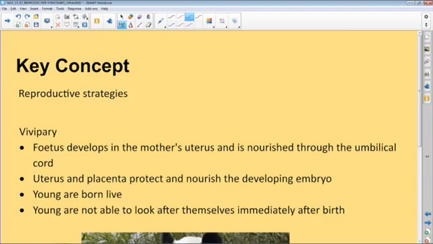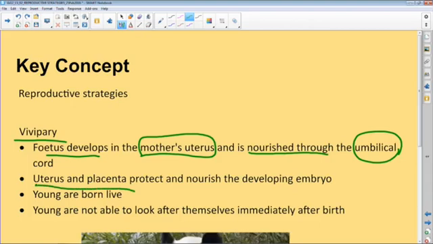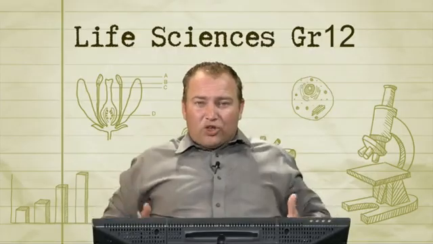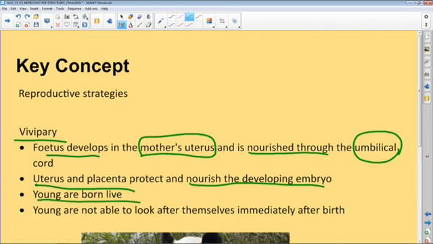Okay, so we're going to go in green this time. So let's get viviparous. The fetus develops inside the mother's uterus, so in other words, where you came from, okay, and gets nourishment through the umbilical cord. Something where your belly button was. That's why we all have a belly button. That belly button is where your umbilical cord was, right? And the uterus and the placenta protect and nourish the developing embryo. So in other words, you've got this uterus, and around it there's placenta, and you've got your amniotic fluid and all of that to protect you. Okay, cool? Then the young are born alive.